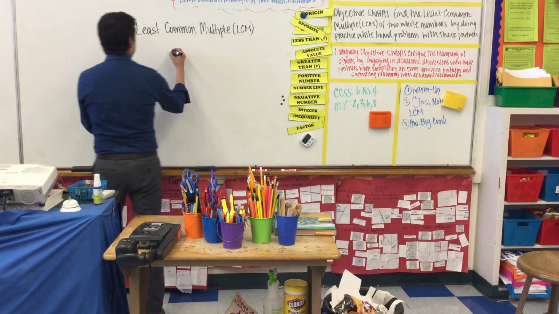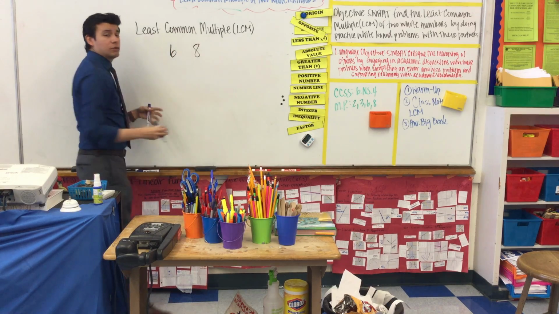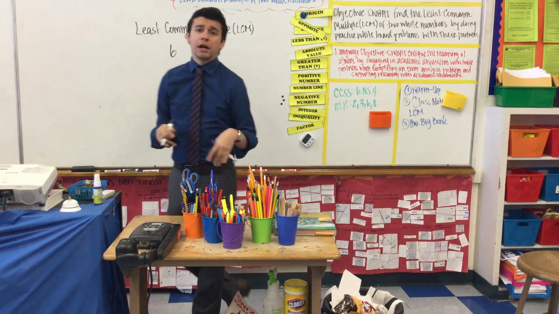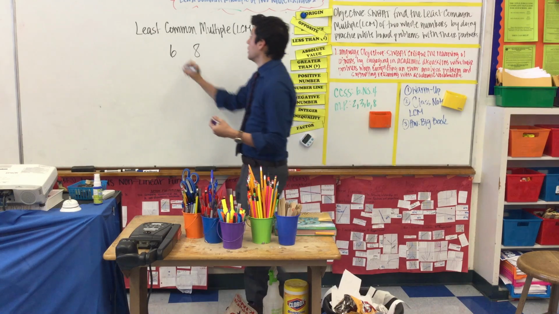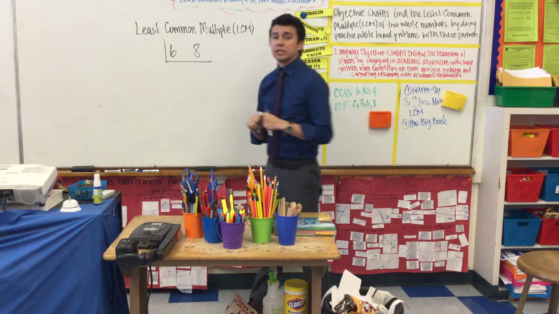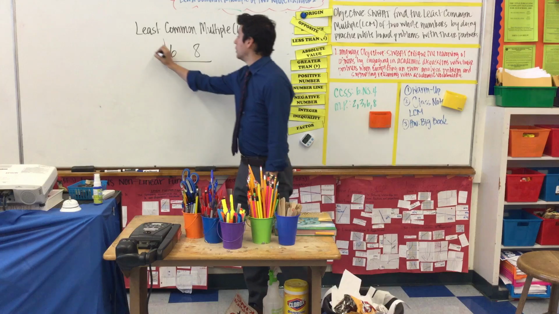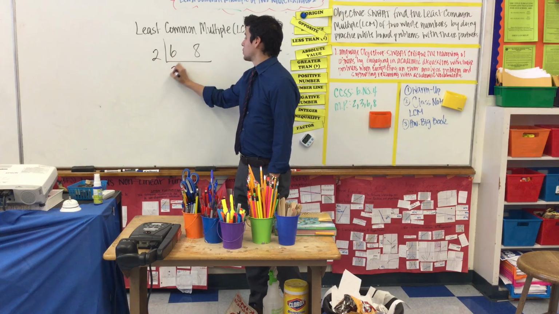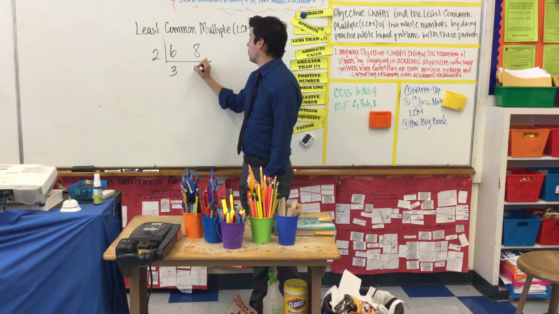So let's look at 6 and 8. The way you do this is exactly the same way you find the greatest common factor. One number goes into 6 and 8: 2. 6 divided by 2 is 3. 8 divided by 2 is 4.